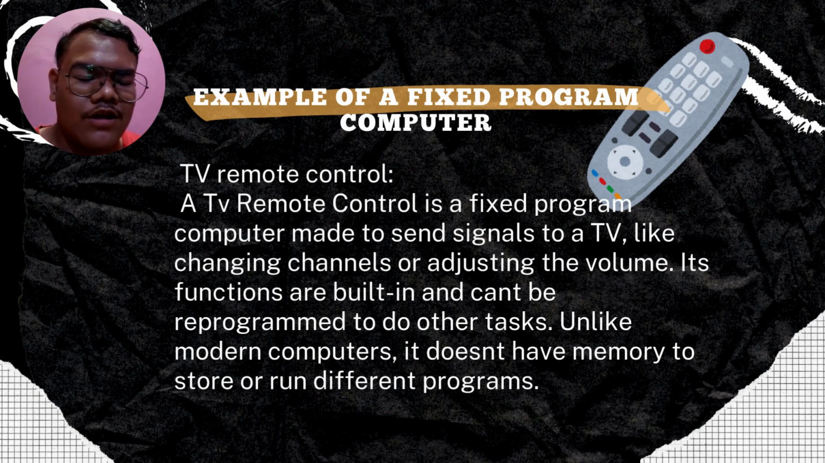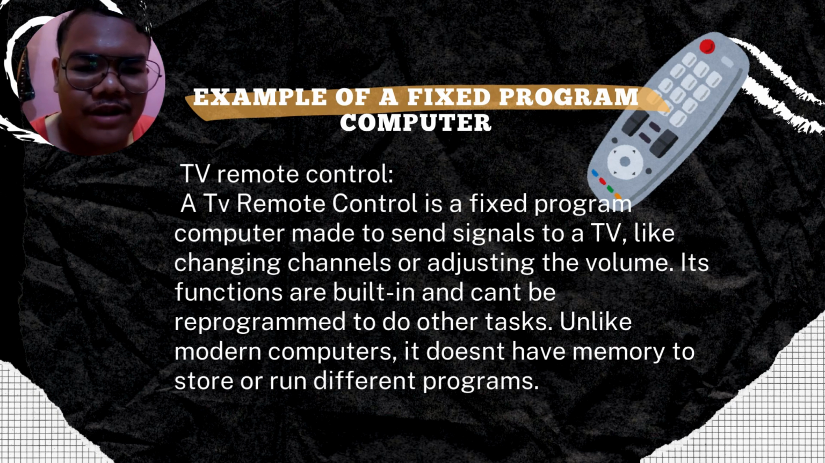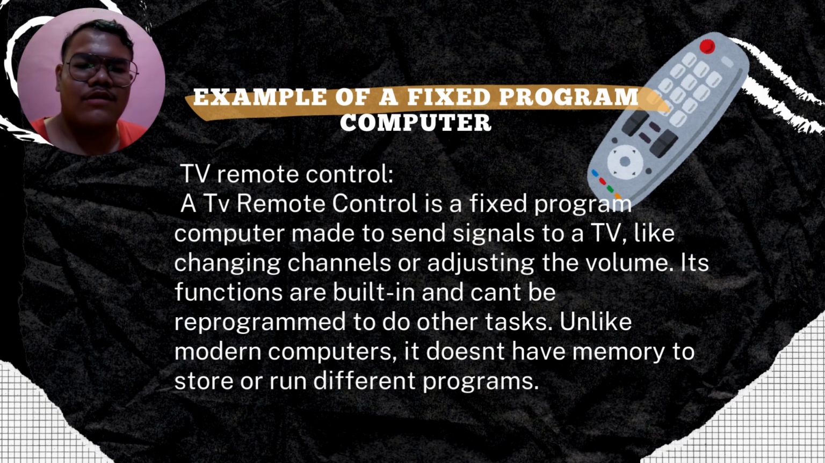Alright, an example of a first program computer is a TV remote control. A TV remote control is a fixed program computer meant to send a signal to the TV, like changing the channel or adjusting the volume. Its functions are built in and it cannot be reprogrammed to do other tasks. Unlike modern computers, it doesn't have the memory to store or run different programs.